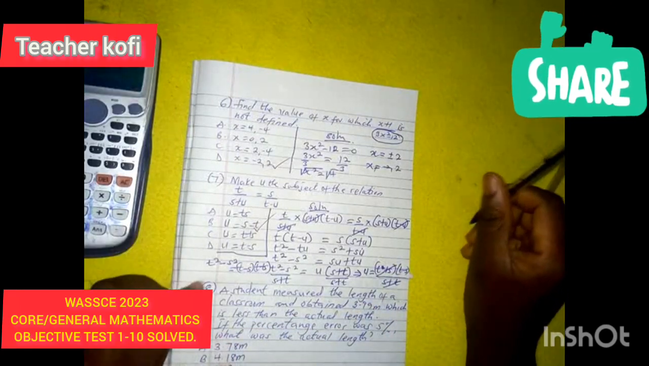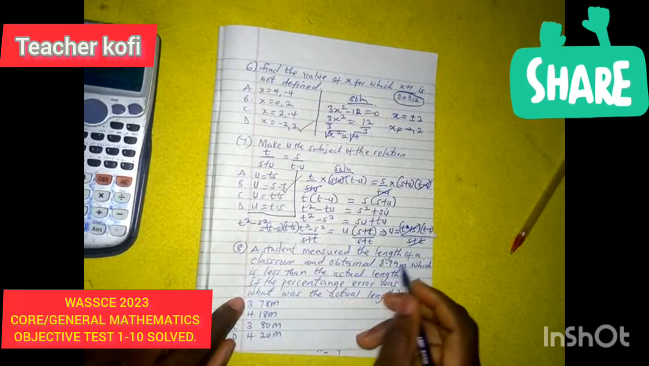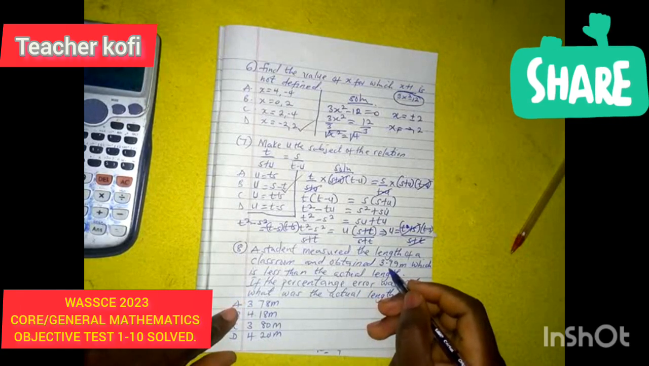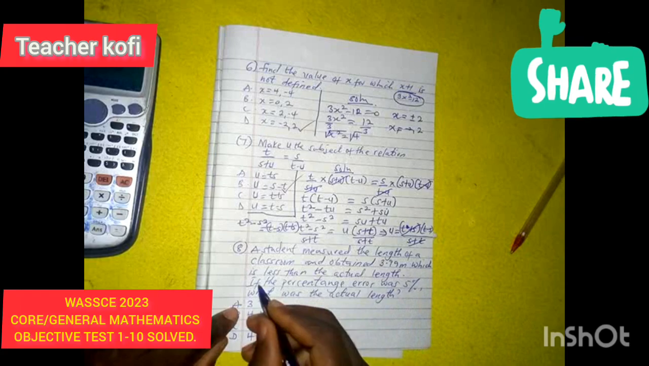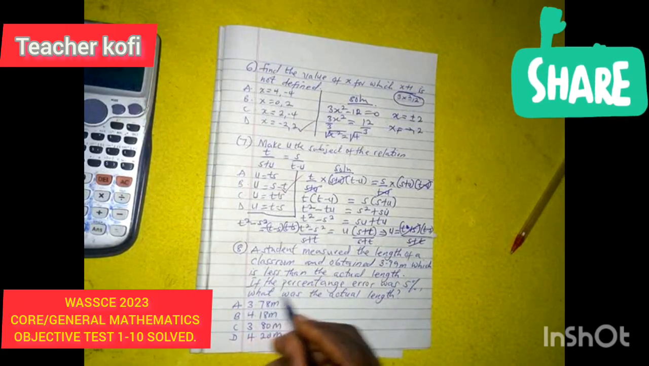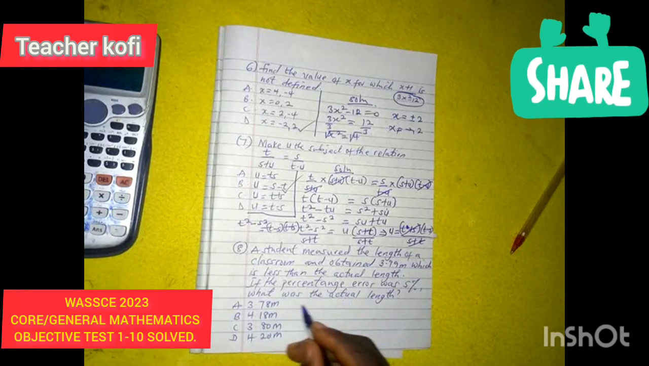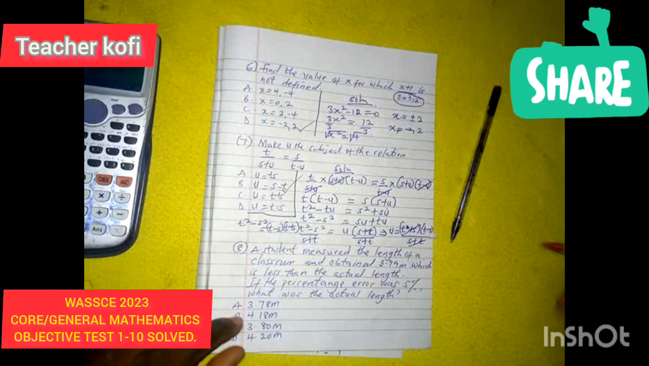Okay, let's go to question 8. A student measured the length of a classroom and obtained 3.99 meters, which is less than the actual length. If the percentage error was 5%, what was the actual length? The answers are provided. Let's try to solve this.